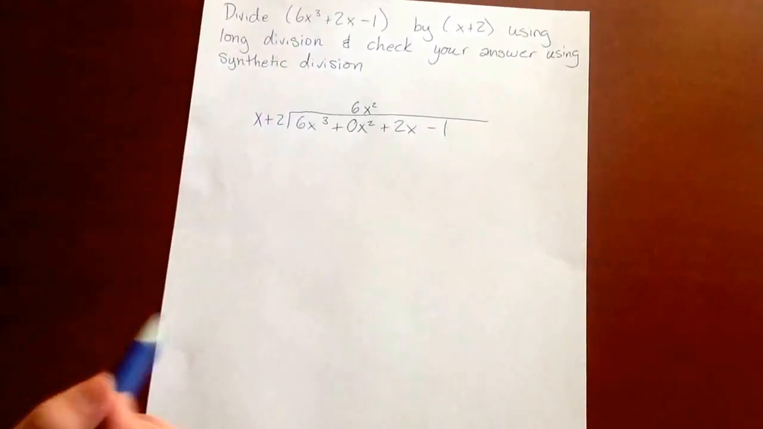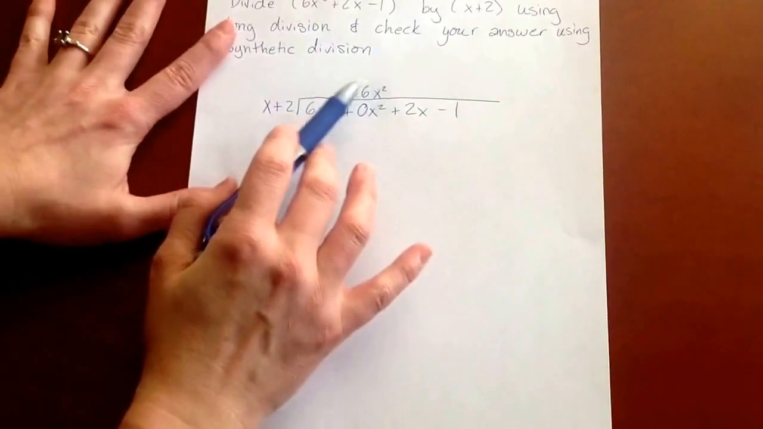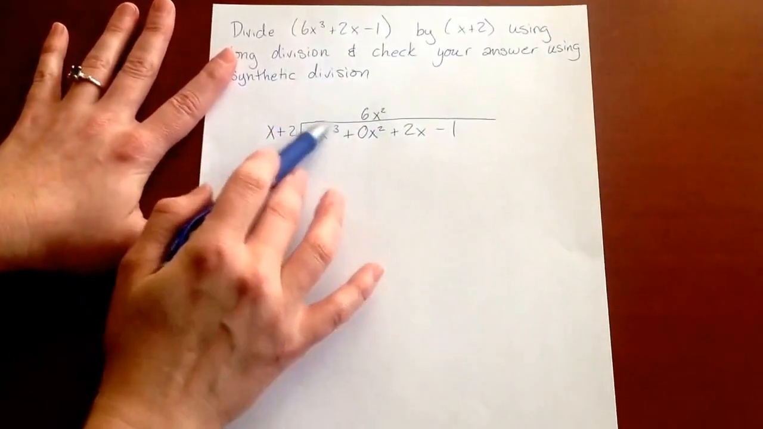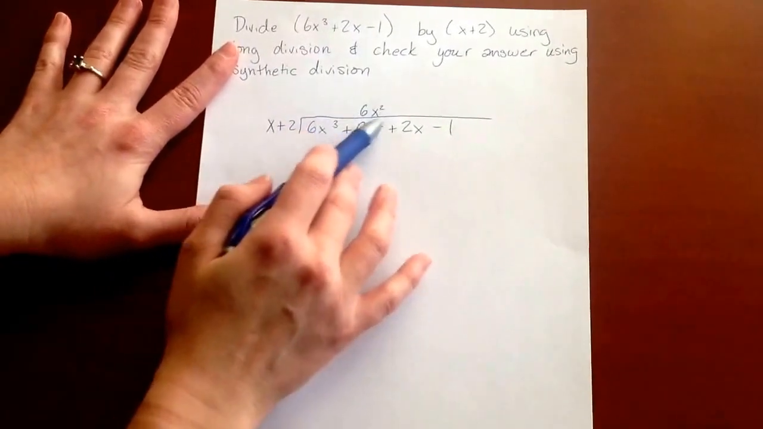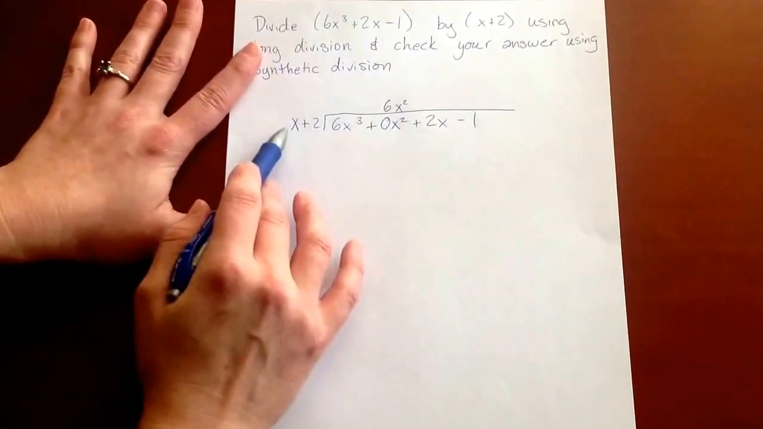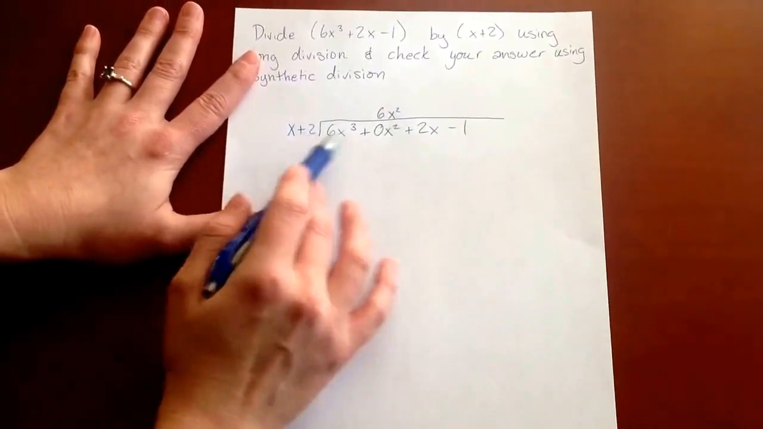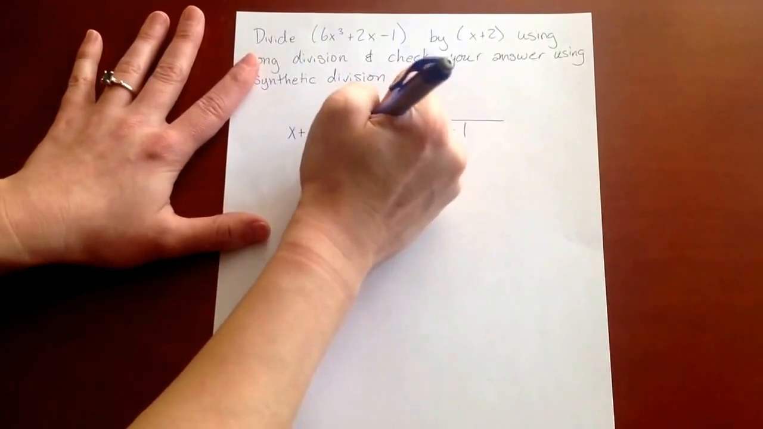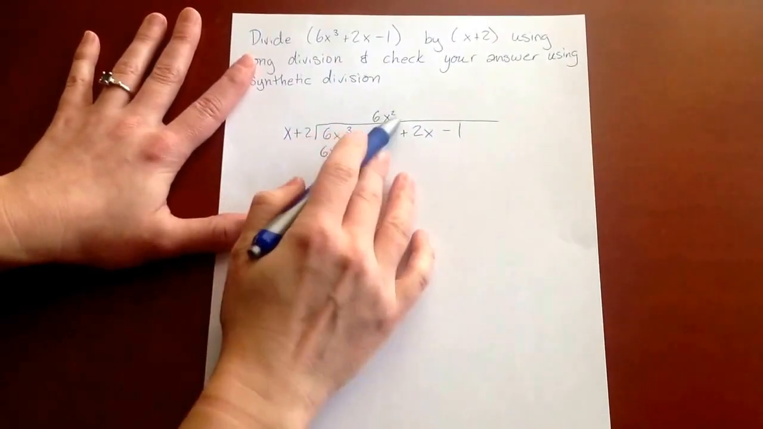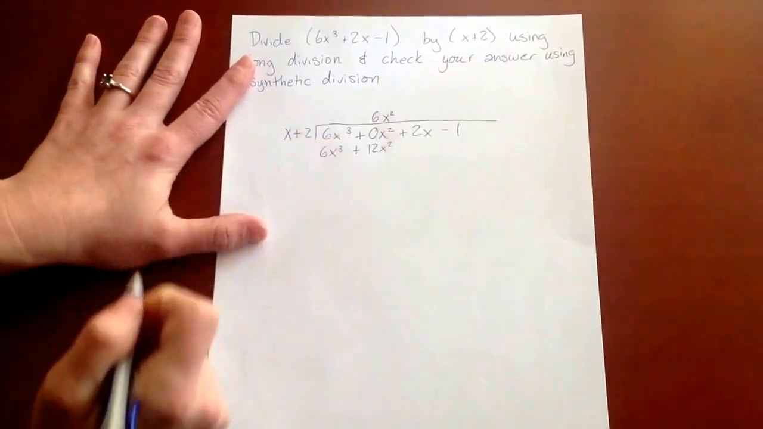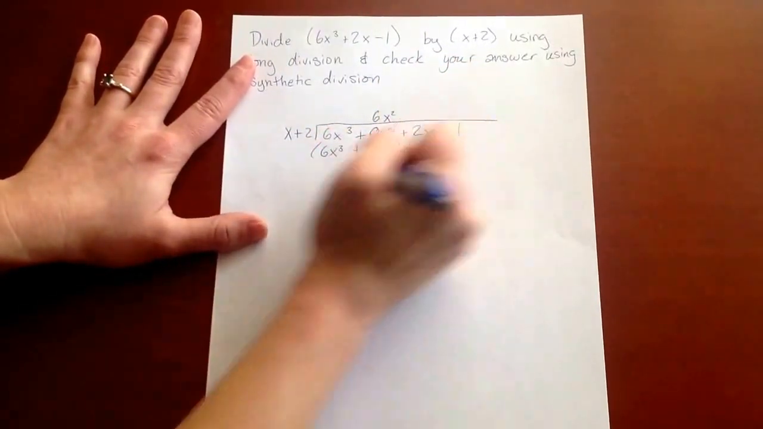So then once we have what we figured out to multiply to this to get our 6x cubed, we multiply this number by the whole binomial. So 6x squared times x plus 2. 6x squared times x is 6x cubed, which is what we wanted. 2 times 6x squared is positive 12x squared. We group this and we subtract it.